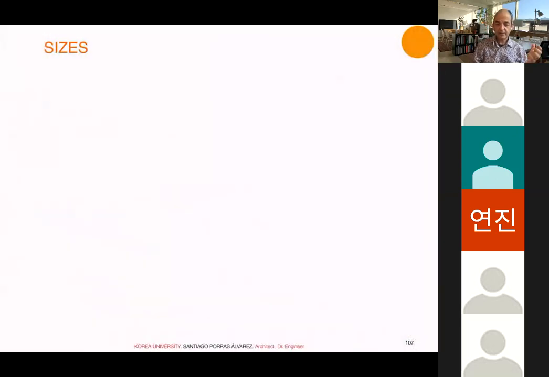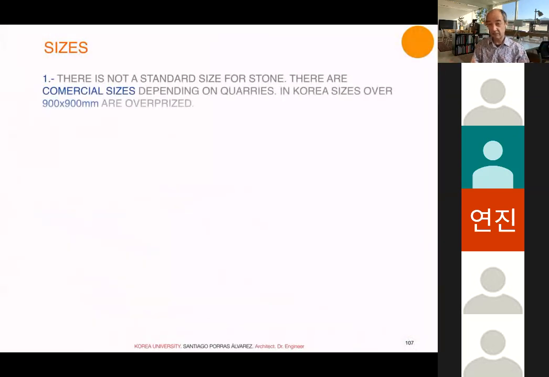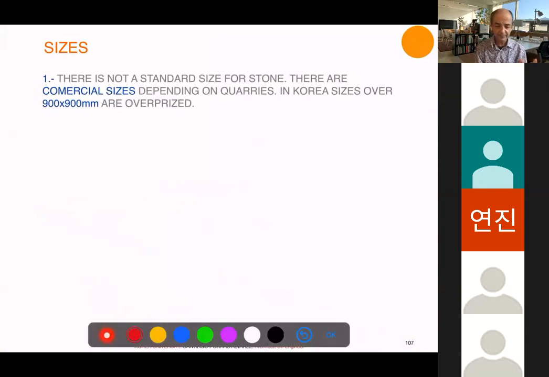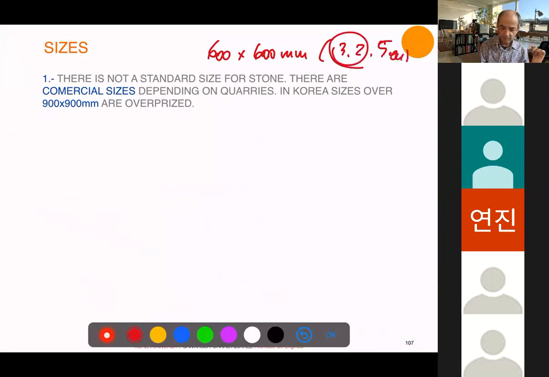So sizes, and we finish with this. This is one of the final slides. So give me just 2 more minutes. In general, the size is 600 by 600 millimeters, right? And the thickness is like 3, 2, or 5 centimeters, but 3 or 2 is the most common. In general, in Korea, depends on the countries and the quarries, but over 900 by 900 is already overpriced. So when you go over this kind of 60 by 60, 60 by 40, 60 by 30, that module, things become very expensive and very hard to manipulate and to transport.